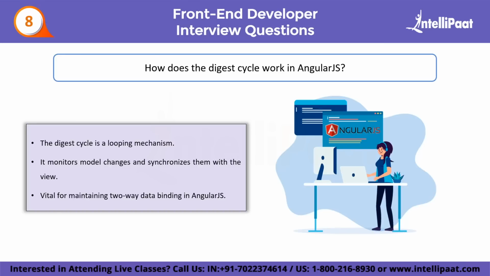AngularJS optimizes performance by limiting the number of digest cycles. If a digest cycle does not result in any changes to the model or the view, AngularJS marks the cycle as stable. Subsequent changes in the model are then batched until the next unstable digest cycle, reducing the number of digest cycles and improving the performance.